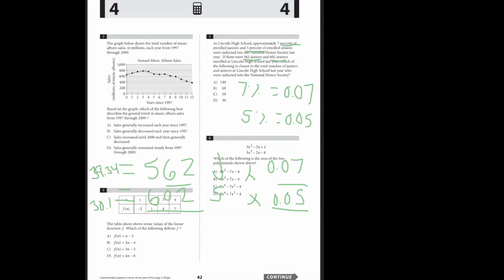So notice how 39 and 30 are two options. Well, really what you have to do is combine them because it's saying juniors and seniors. Juniors and seniors. So when you combine them, you get around 69, and it's just an approximation, so B is the answer.